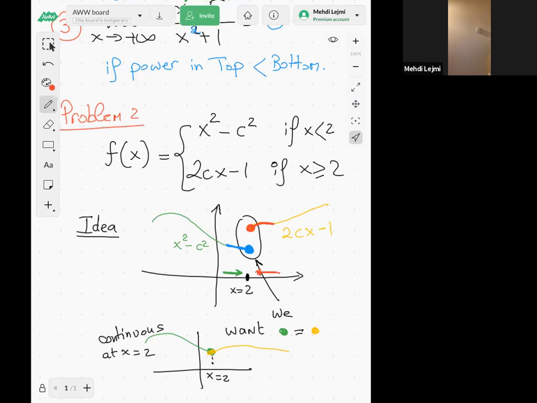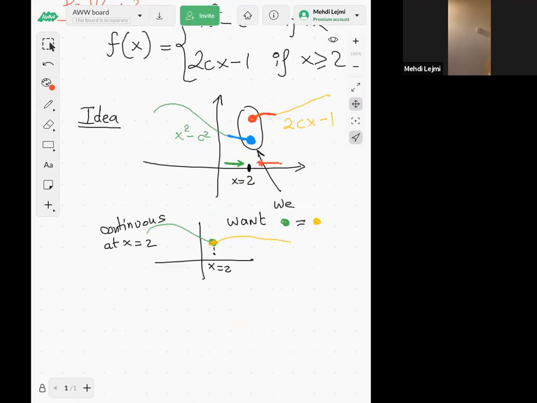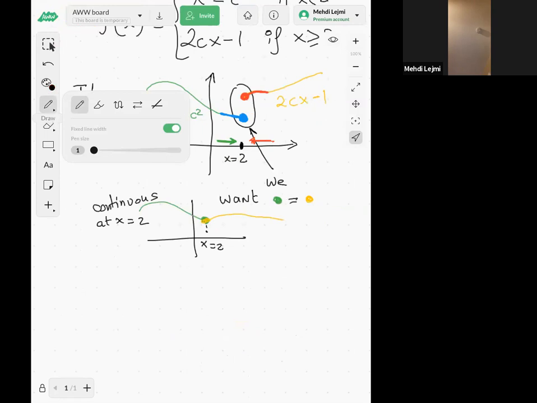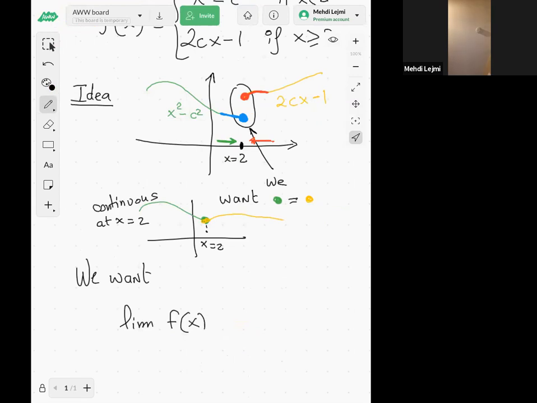So what I'm saying is we want the limit of f of x when x approaches two from the left. Right, so we want this limit to be equal to the limit of f of x when x approaches two from the right. Right, so if they are equal, then you're going to have the same point, and so then your graph is going to be continuous at x equal to two.